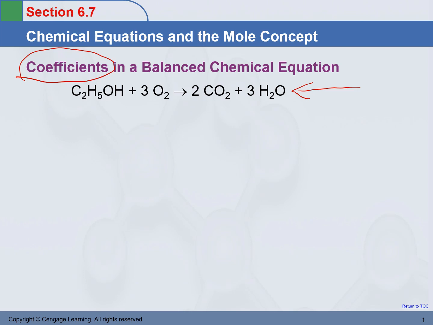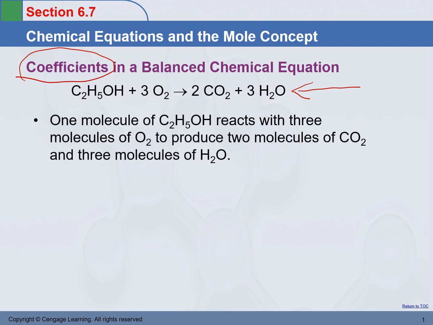Well, there are two ways to look at it. Number one, the coefficients tell us every one molecule of ethanol, C2H5OH, can react with 3 molecules of oxygen, and they will produce 2 molecules of carbon dioxide and 3 molecules of water. This is looking at the reaction at the molecular level, which we call the microscopic level.